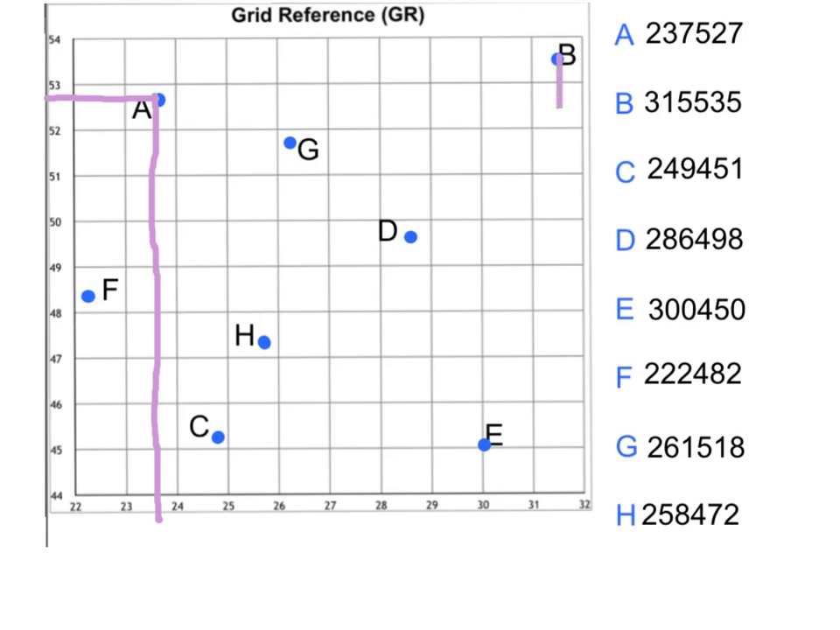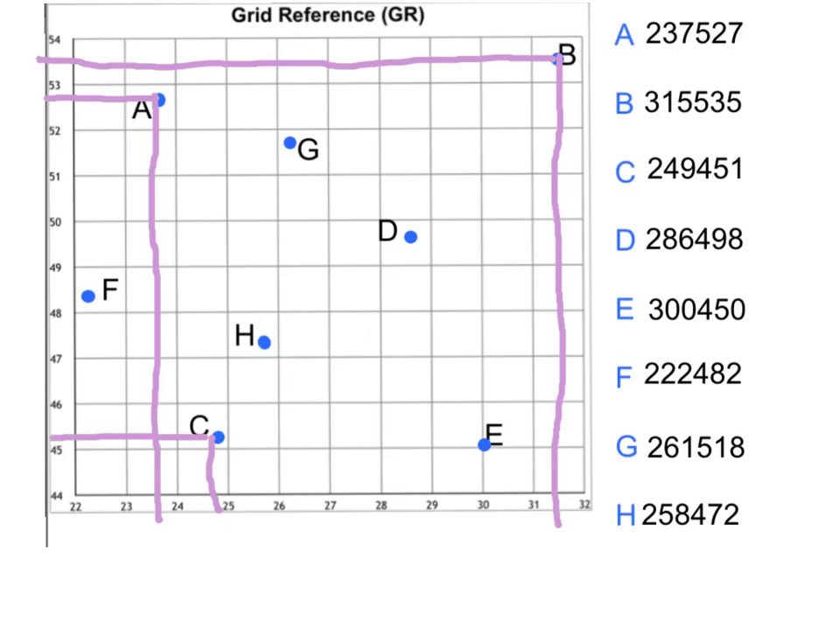B, we draw a big number 1. And it's 31.5. And then we go across. And it's 53.5. C, we draw a big number 1. And it's 24.9. We go across. 45.1. D, go straight down. 28.6. Go across. 49.8.